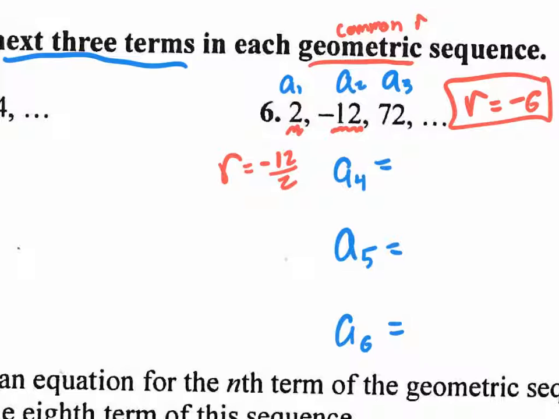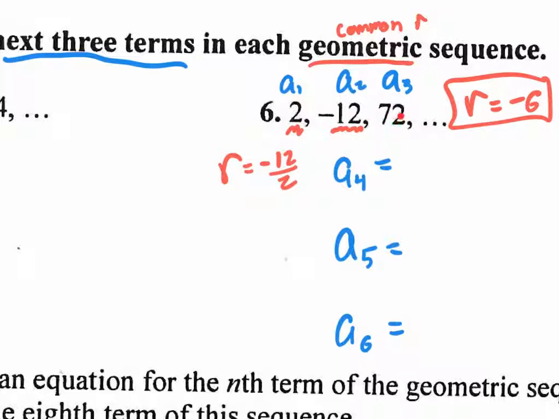Now, if you understand what arithmetic or geometric sequences are, the common ratio is what gets you from one number to the next. So right here, let's start with the number 2. How do you get from 2 to negative 12? With that common ratio, negative 6. So 2 times negative 6 gets you to negative 12. Negative 12 times negative 6 gets you to positive 72.